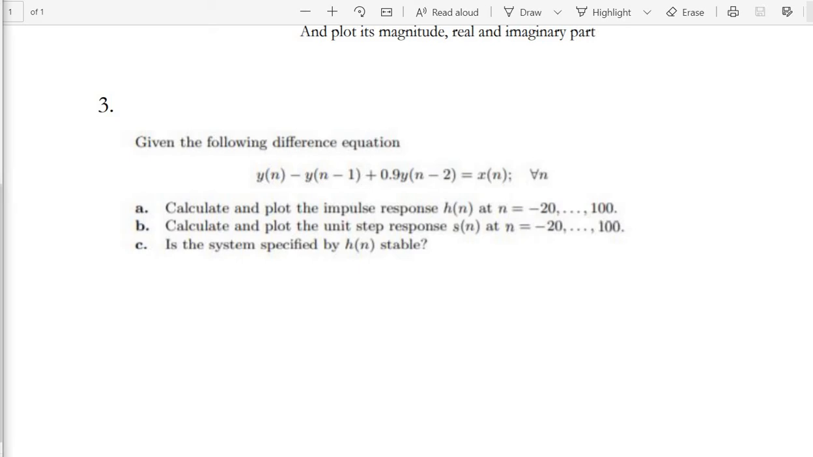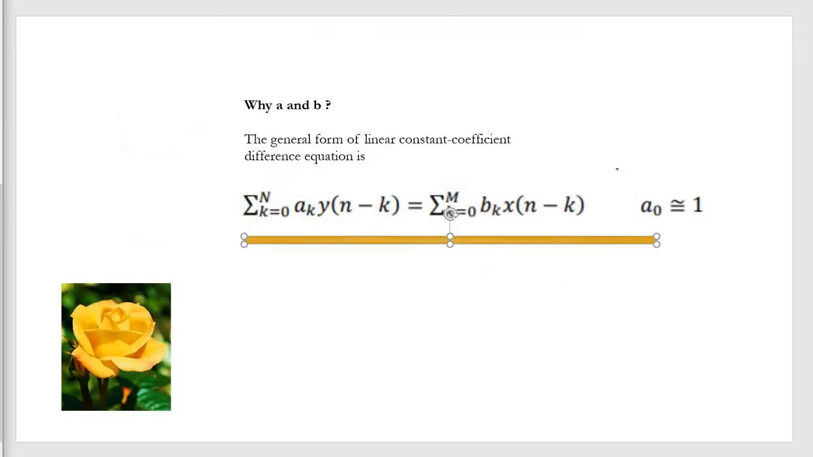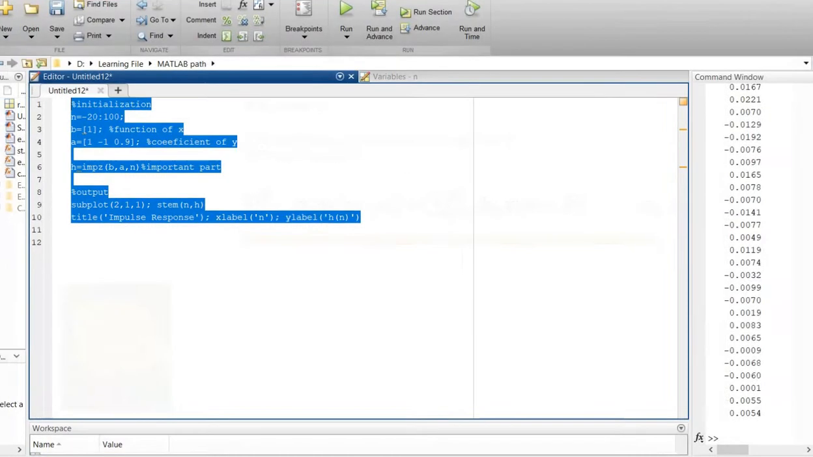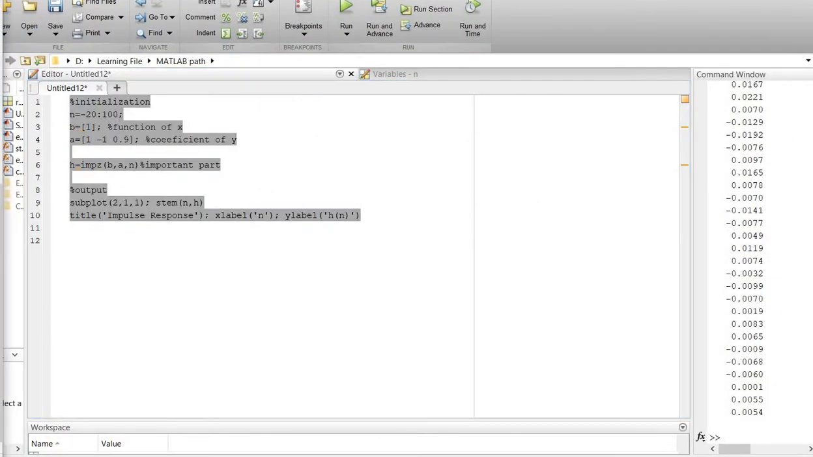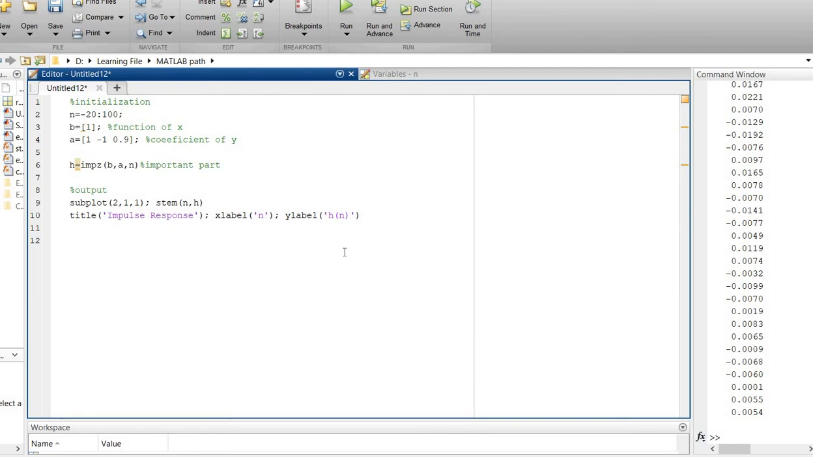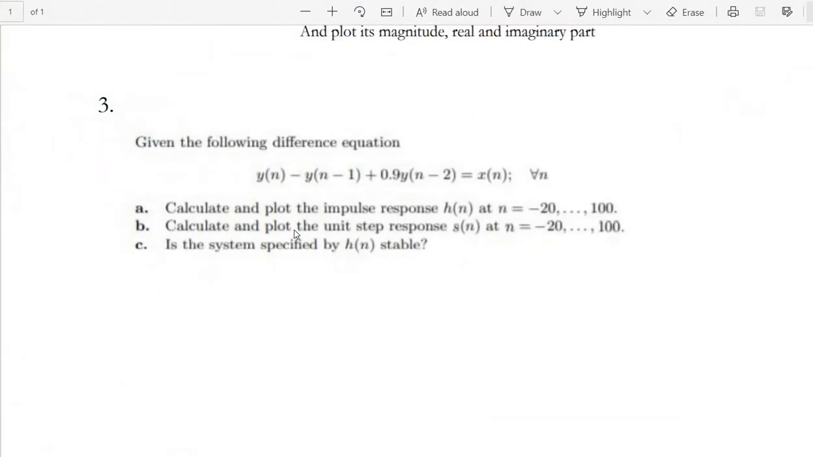So for letter B, we're going to start with initialization again. This is for letter B, and this is for A. So what would be the problem? The problem is to calculate and plot the unit step response.